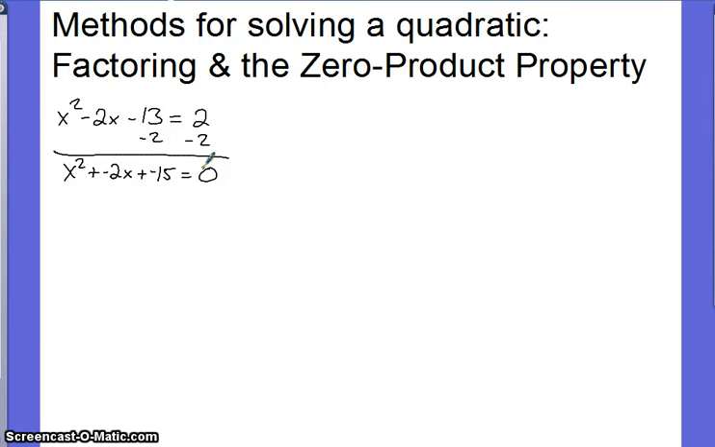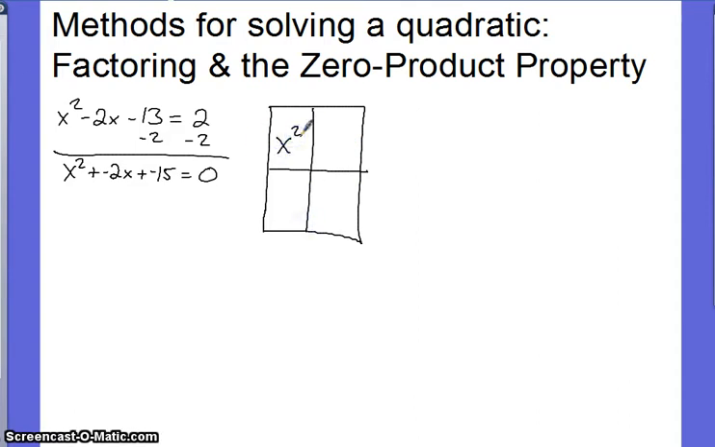To factor it, we make our generic rectangle, take the first term, plug it into one corner, take the last term, plug it into the other corner. Then we make a diamond problem. In our diamond, we multiply this diagonal, negative 15 times x squared, which is negative 15x squared, and it goes on top of our diamond. Our portion that goes on the bottom of the diamond is negative 2x, which is the middle term of our quadratic equation.